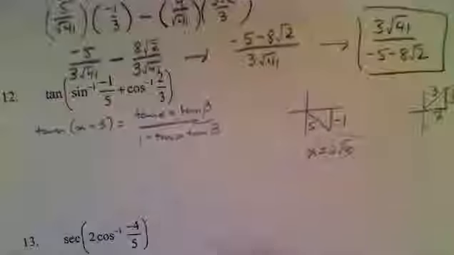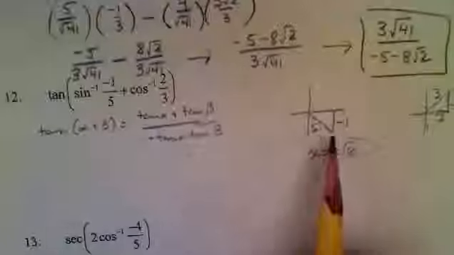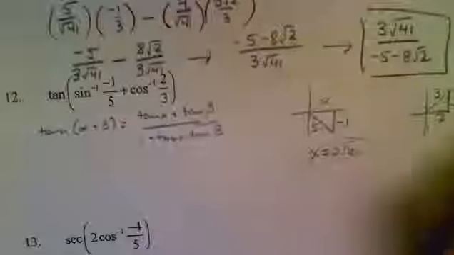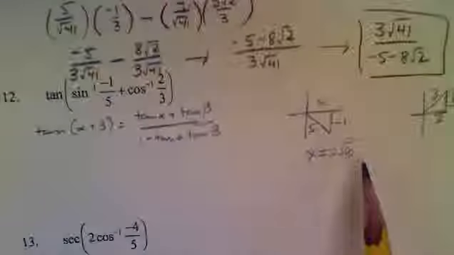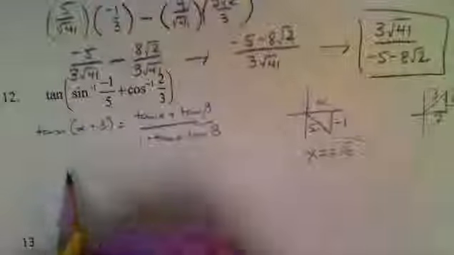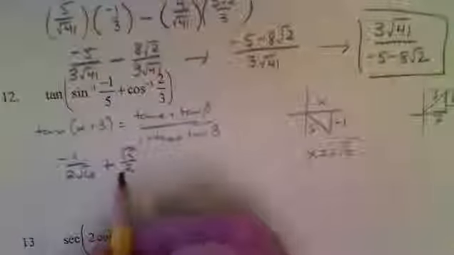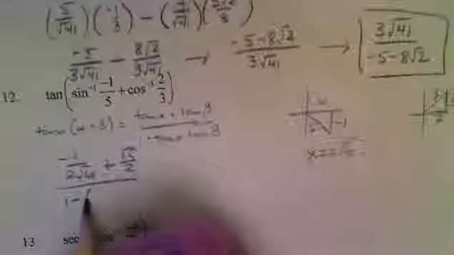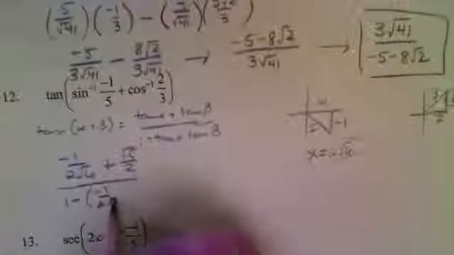Now when we want the tangent of alpha, this is my alpha, this is my beta. For alpha, the tangent is y over x, so it's negative 1 over 2 radical 6. The tangent of beta is y over x, so it's radical 5 over 2. And then 1 minus 1 over 2 radical 6 times radical 5 over 2.